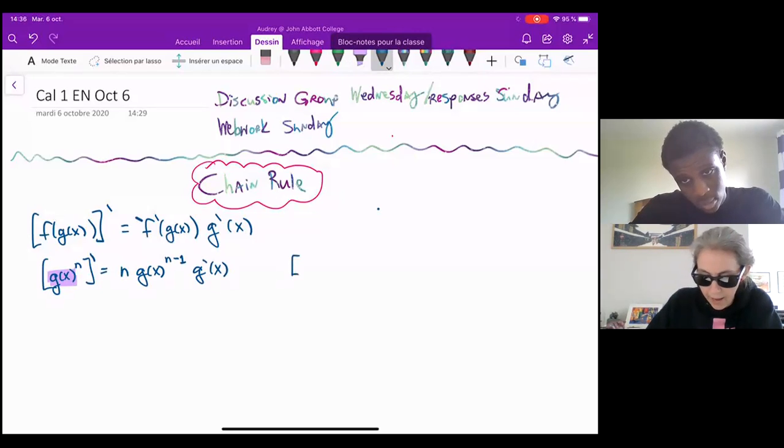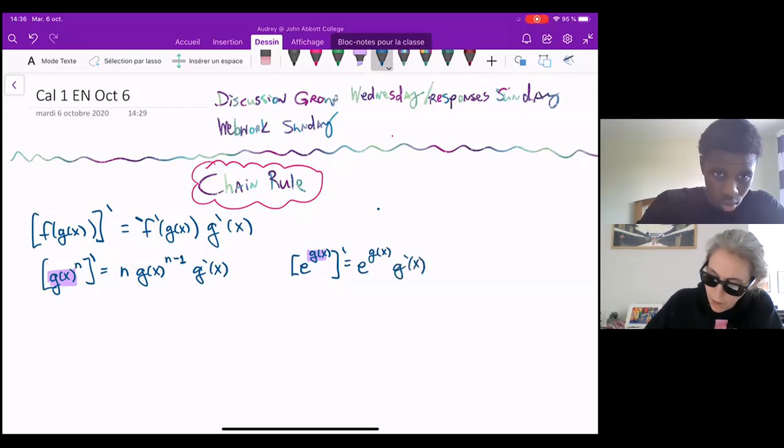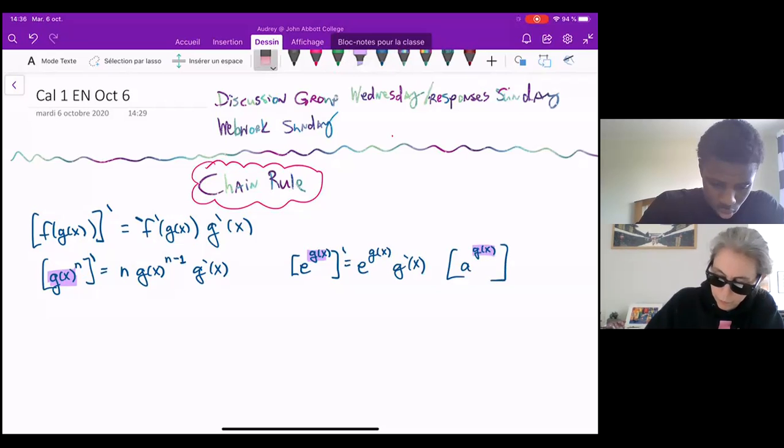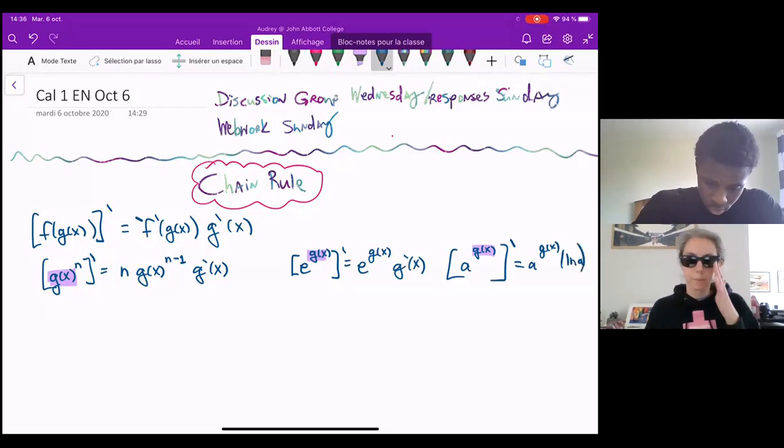Then we had e to a function. So again, here our g of x was like a function that was a power of e, and we just rewrote everything and multiplied by g prime. And we had the same thing for a. Again, our g is there, and this is a to the g of x times ln a.